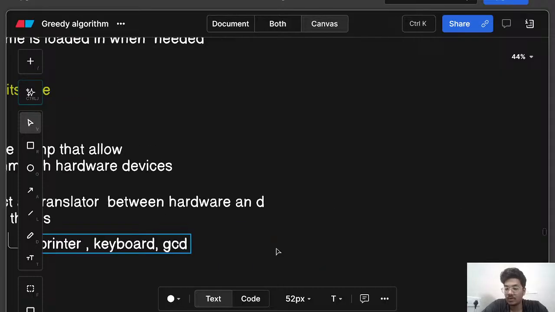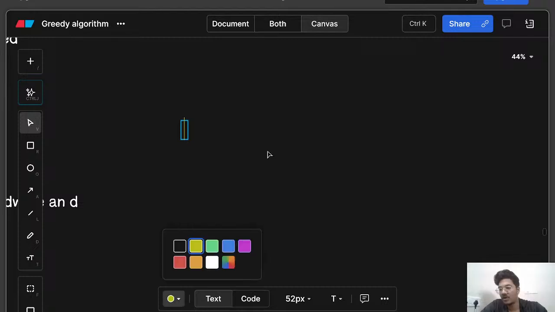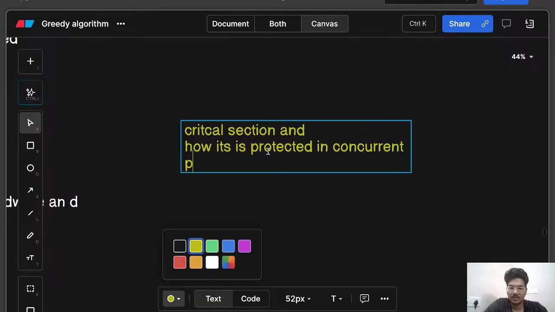What is the critical section? Let's write the question: what is the critical section and how is it protected in concurrent programming?